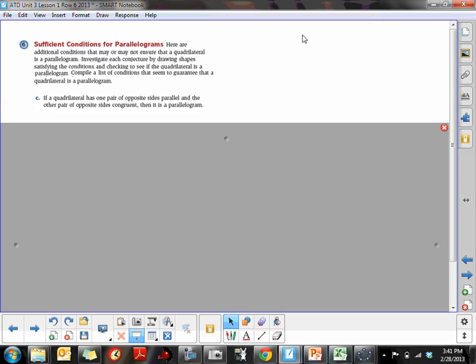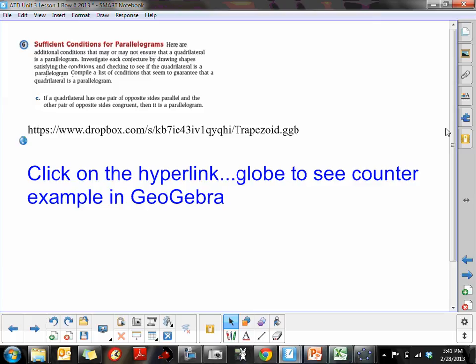So once again, it's a four-sided figure. It has one pair of opposite sides parallel, and the other opposite sides have to be congruent. Then is it a parallelogram? Well, not all these statements that they give us are true, and sometimes when they're not true, we're supposed to come up with a counterexample, and this is one of those that has a counterexample to it. And I'm going to show you some examples of that.